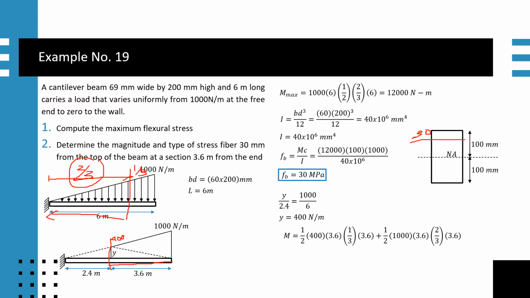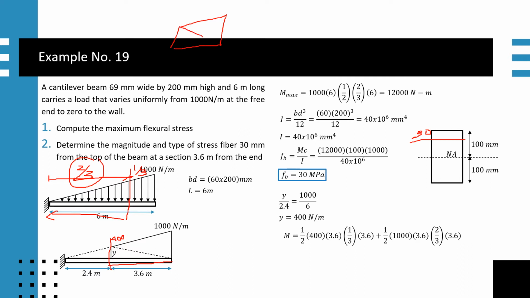Saan ito? 400. Diyan ako magmo-moment kasi dyan yung kailangan. So, that will be 1/2 times 400 times 3.6. Ito yun. Hinati ko siya sa dalawang triangles. Yung rectangle, yung ano. Kasi sa trapezoid, ganyan yung itsura niya. So, not drawn to scale.